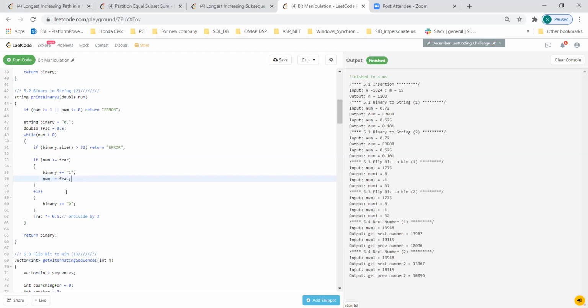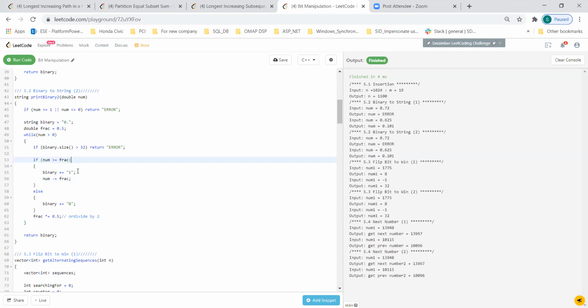So we just subtract that number. In case it is not greater than or equal to the fraction, if it is lesser than the fraction, we don't do anything with that number, we just keep the number as is. But we keep on multiplying this fraction by 0.5 always. It's like we divide by 2 always, right? So in the first case it will be 0.5, second case it will be 0.25, and 0.25 into 0.5 will be 0.125, right? That is the way it will keep on going here.